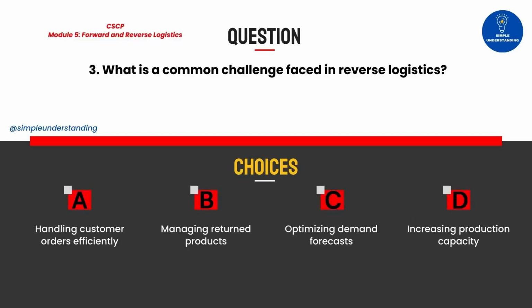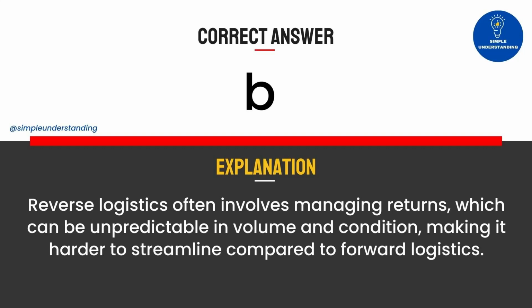3. What is a common challenge faced in reverse logistics? A. Handling customer orders efficiently. B. Managing return products. C. Optimizing demand forecasts. D. Increasing production capacity. Correct answer: B. Explanation: Reverse logistics often involves managing returns, which can be unpredictable in volume and condition, making it harder to streamline compared to forward logistics.